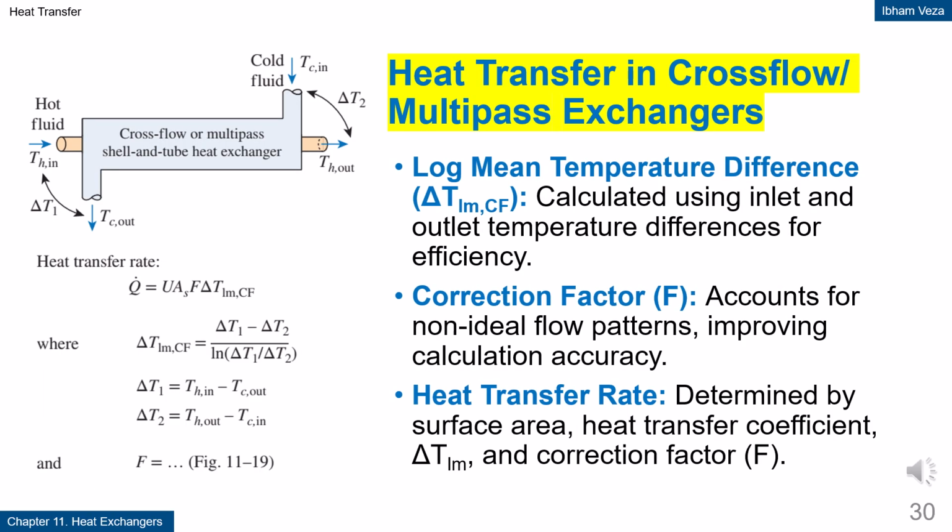Heat transfer in crossflow multi-pass exchangers. For heat exchangers that are not purely parallel or counterflow, the LMTD concept with a correction factor F is used. The LMTD value is calculated from the inlet and outlet temperature differences of both fluids. The correction factor accounts for deviations from ideal flow patterns. The heat transfer rate is determined by U, A, F, and delta T_LM. This approach is very important for analyzing shell and tube and crossflow heat exchangers.